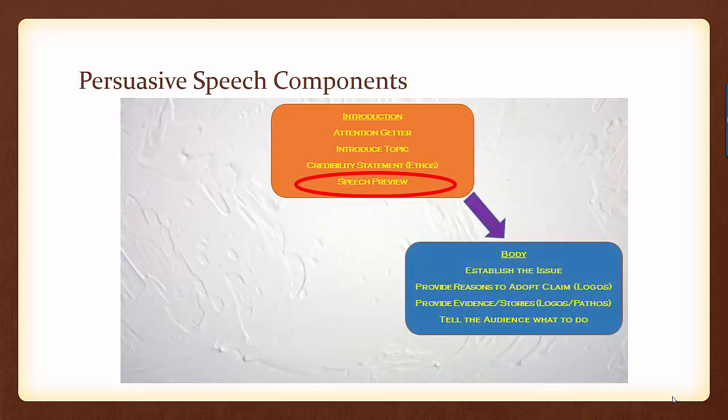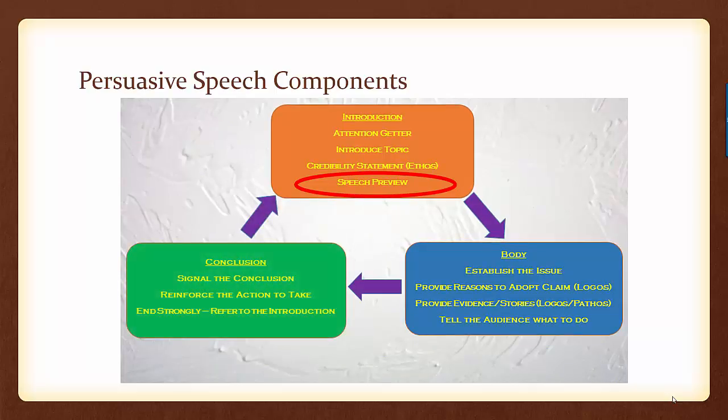In the body of the speech, you'll want to establish the issue, provide the reasons, evidence with the logic or logos in the speech. Then you will tell the audience what you want them to do. Could be to donate to an organization or volunteer. If this were a policy speech, you would offer a solution to the problem. We will see both a value and a policy speech later in the class.